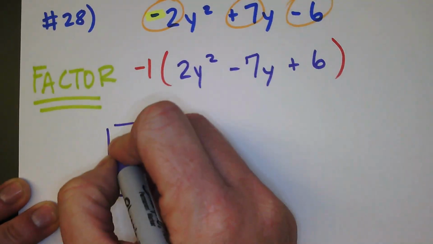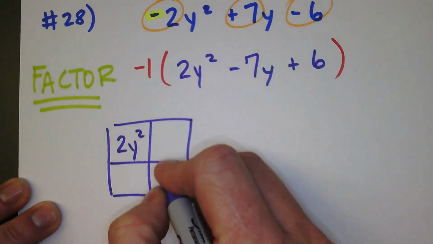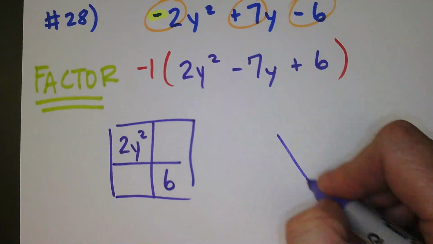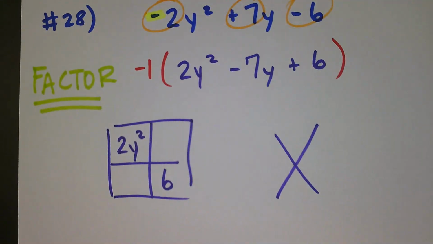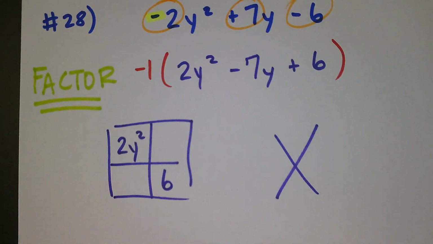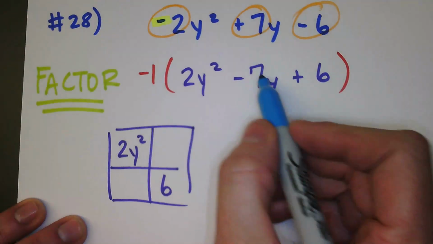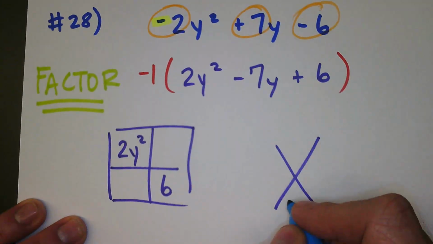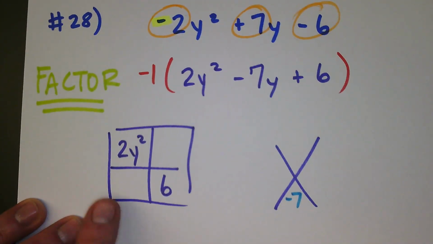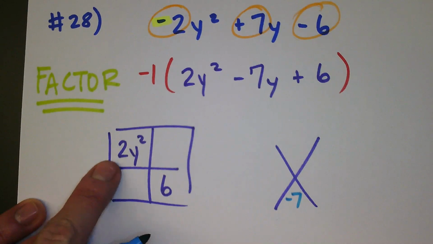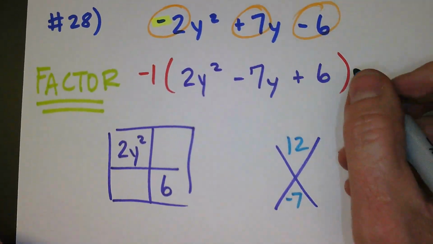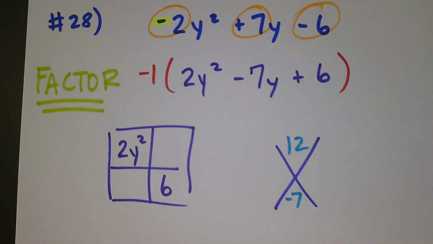I'm going to put my 2y squared right here, and I'm going to put my 6 right there. Now I need to get the two terms here that will combine together to get a -7. It's the diamond problem that allows me to do that. I need these two numbers to add to -7, and they have to have the same product as the 2 times the 6, which is 12.